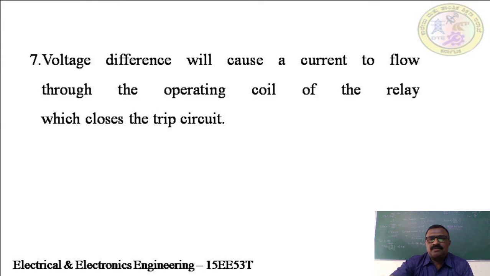The voltage difference will cause a current to flow through the operating coil of the relay, which closes the trip circuit. So here also, the difference in voltage leads to the flow of current through the relay operating coil. Whenever the current passing through the relay operating coil is more than the preset or predetermined value, the relay will actuate. Whenever the relay actuates, it closes the trip circuit.